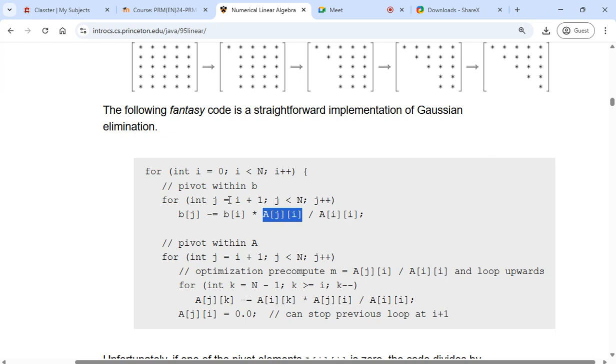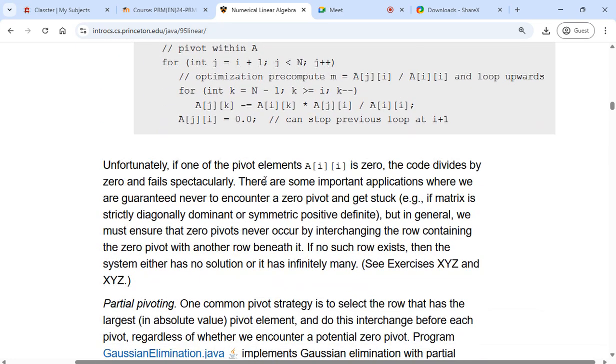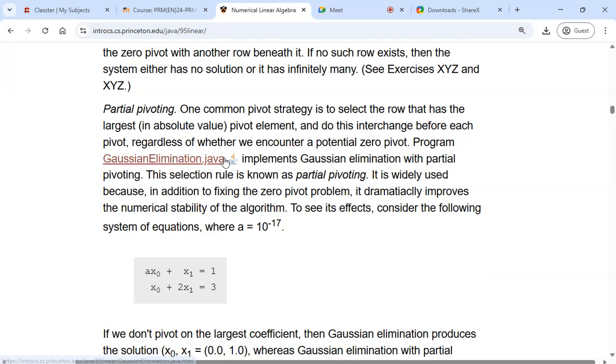Okay, and you can see a pivot within B and pivot within A. So this is what you're doing, the pivoting. And here there is one thing: if you have A_ii equal to 0, which is bad, then the code divides by 0 and fails. So this is important, that you need to eliminate the possibility to divide by 0. And that's why you have to see something like that.